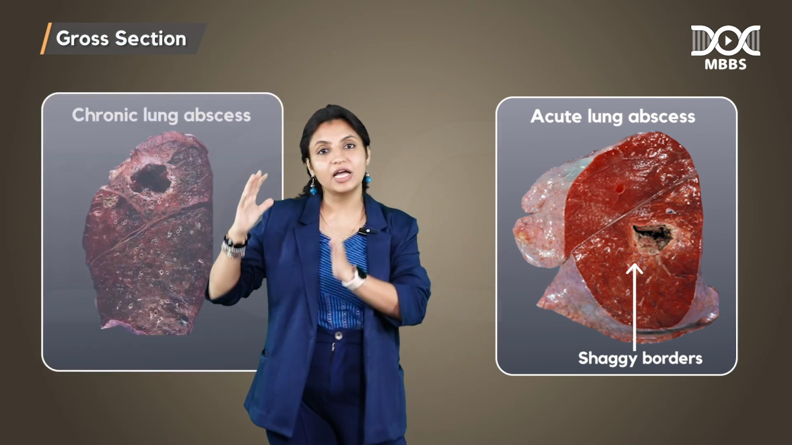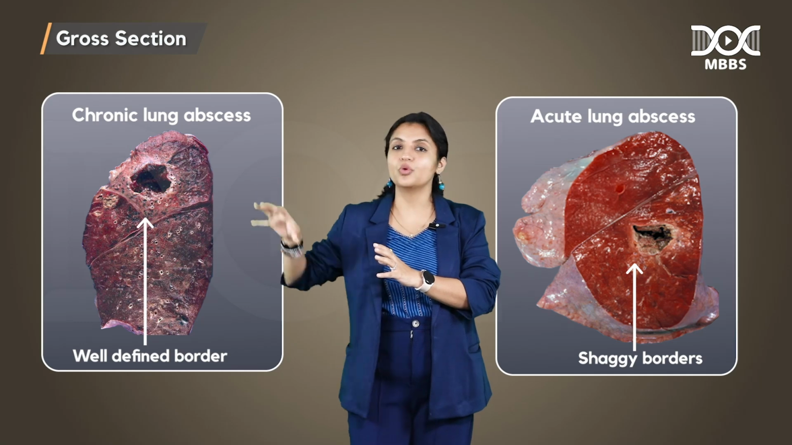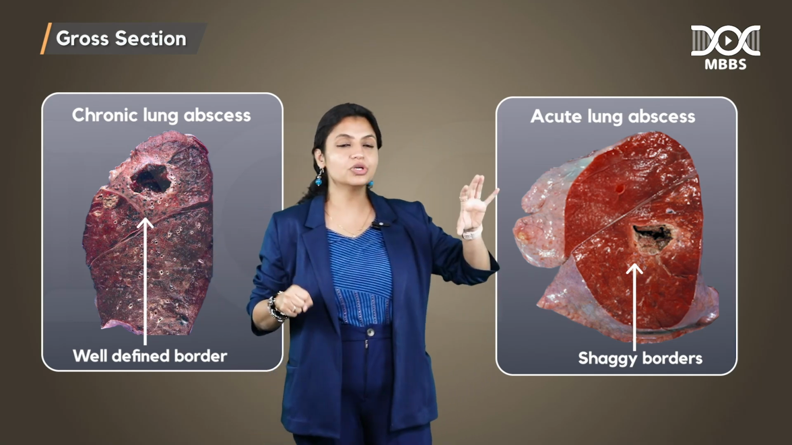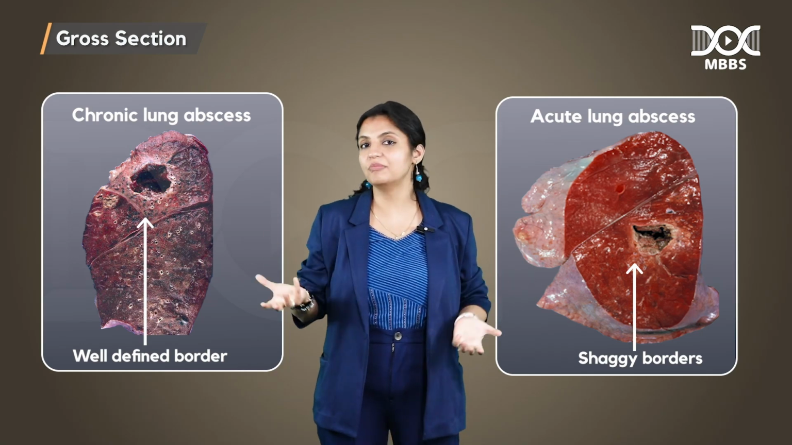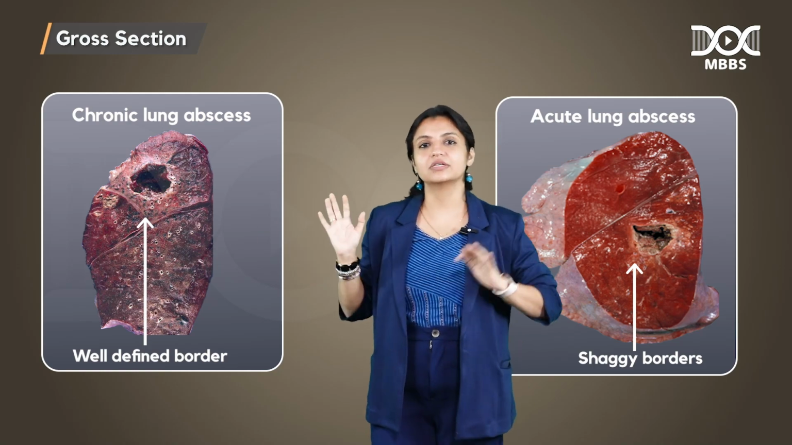But once the fibroblasts are well formed around that cavity, it will form a well outlined abscess. So acute abscess versus chronic abscess can be made out by looking at the appearance: shaggy outlines versus well-defined outlines. So that should be very clear.